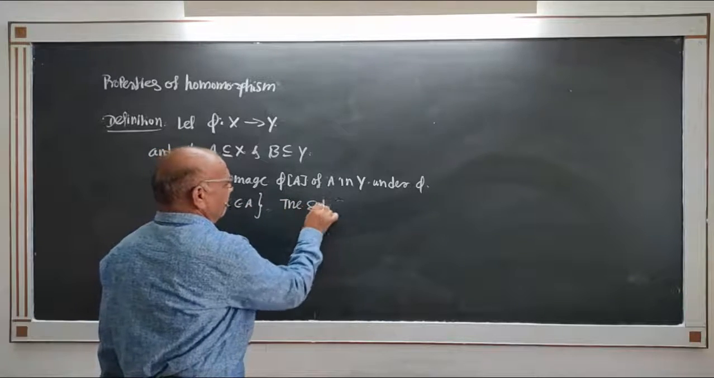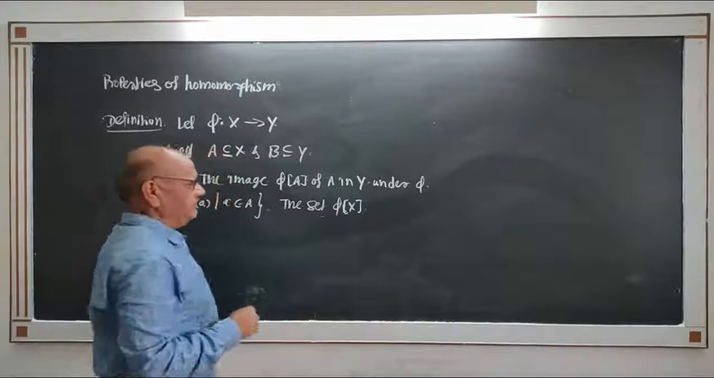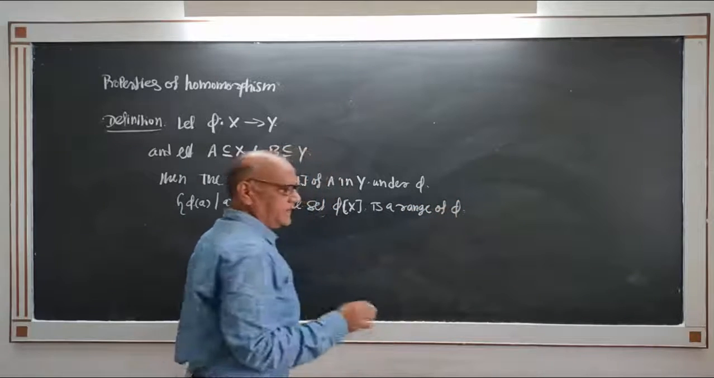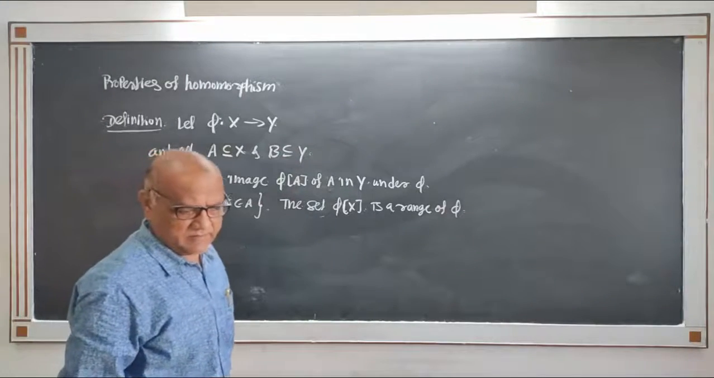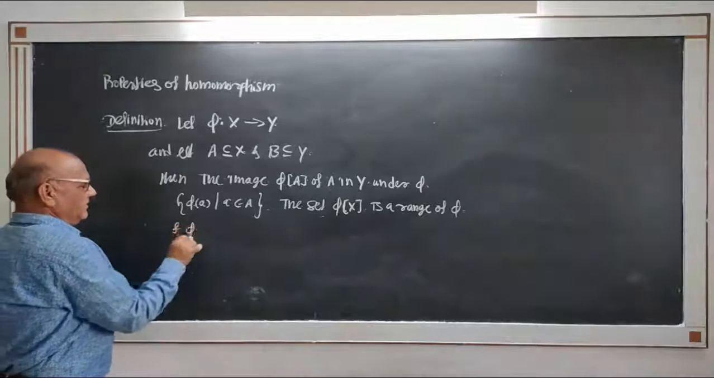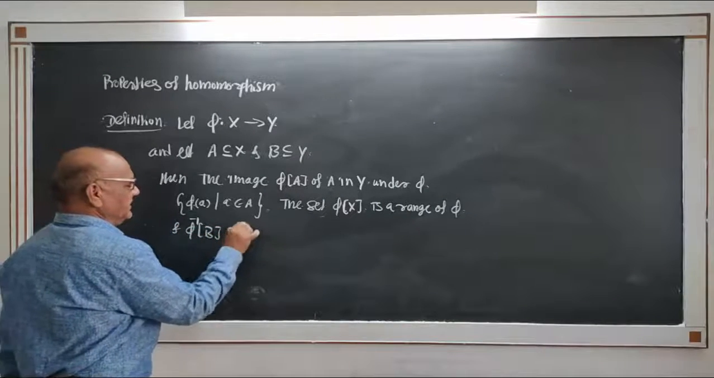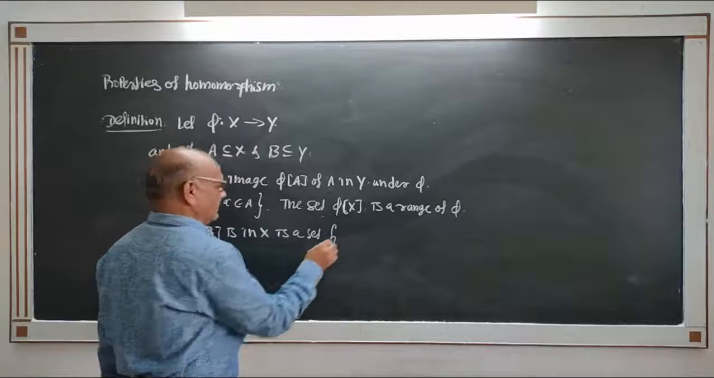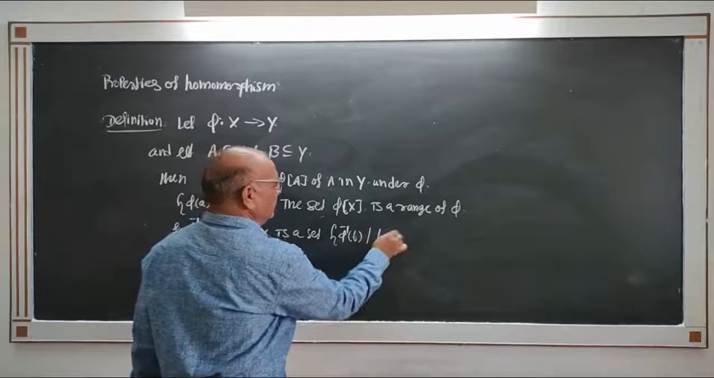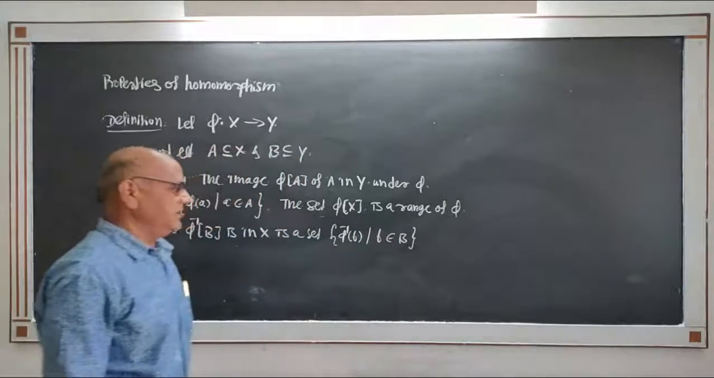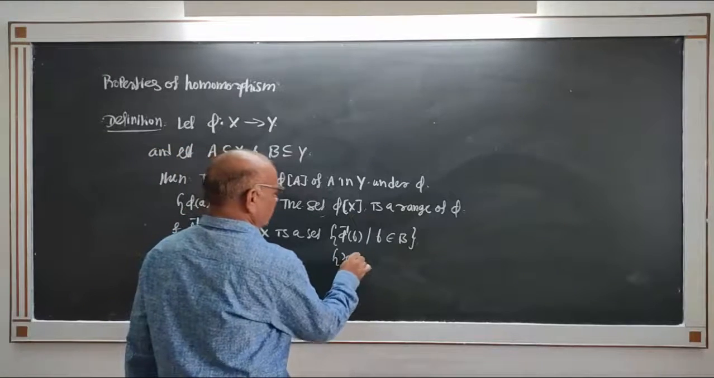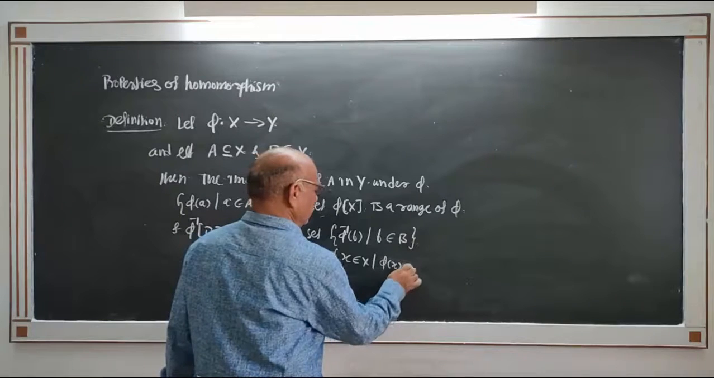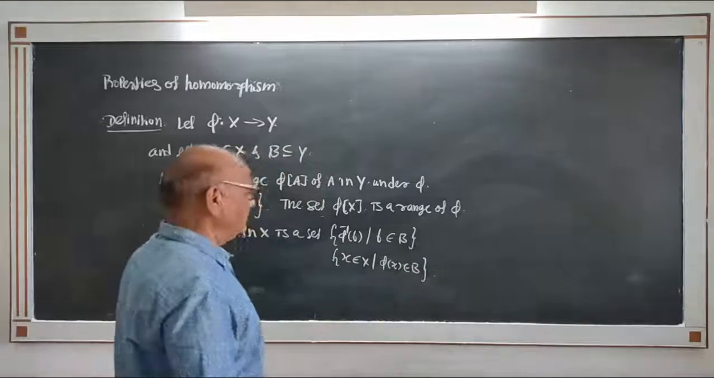The set phi of X is the range of phi. And phi inverse of B in X is the set of all x belongs to X such that phi of x belongs to B.